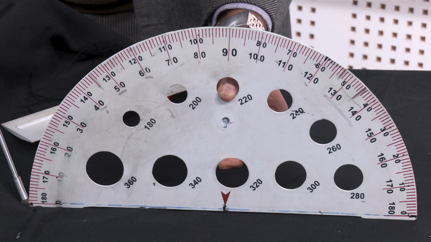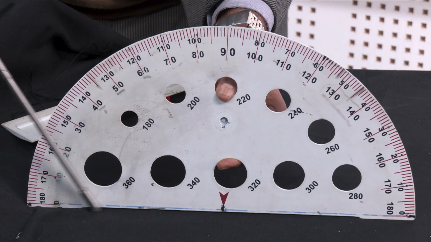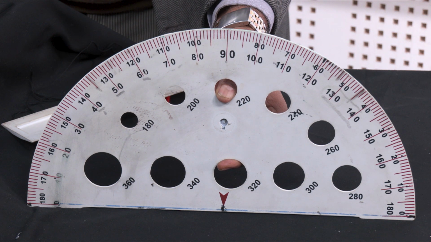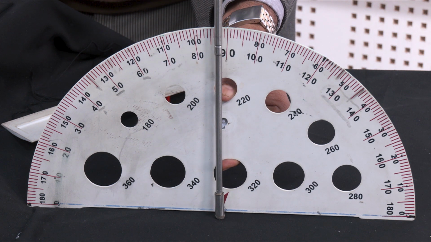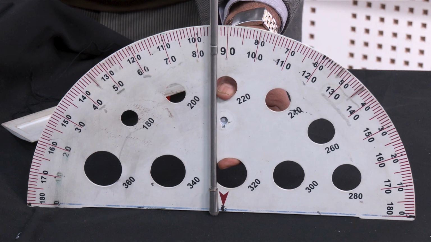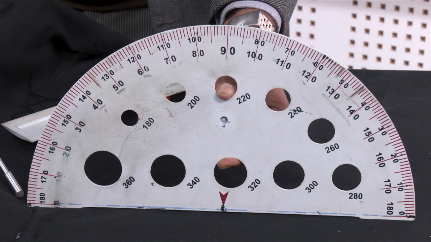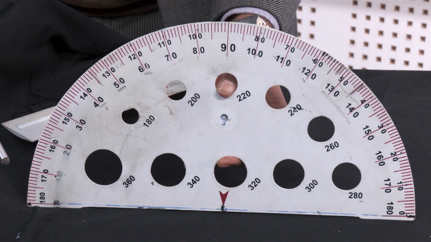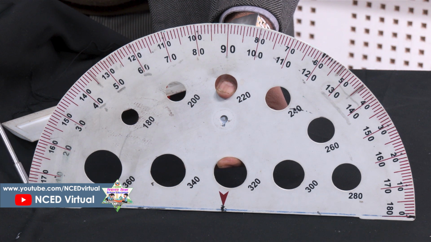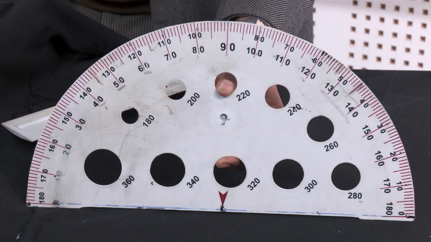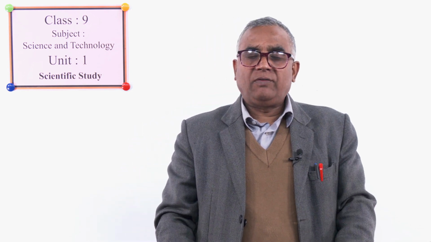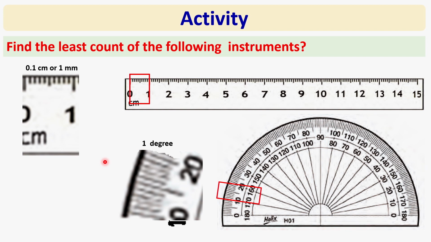If you draw a straight line, how many degrees will that be? 180. If you draw a perpendicular line, that will be 90 degrees. But here, one segment will show 1 degree, because the gap between 0 and 10 is 10. In your protractor also it is clear. So the least count of the protractor is 1 degree.